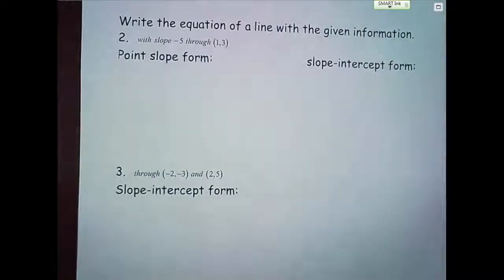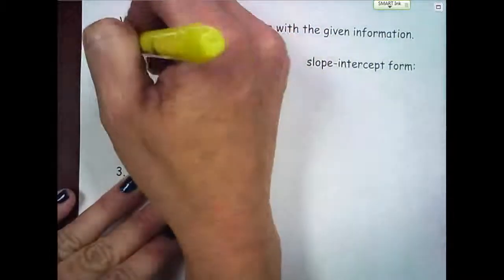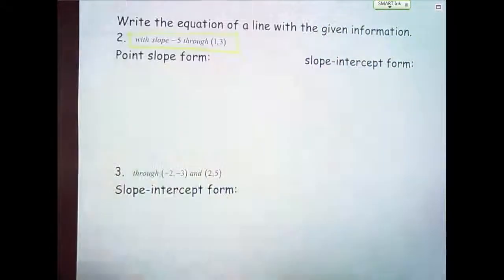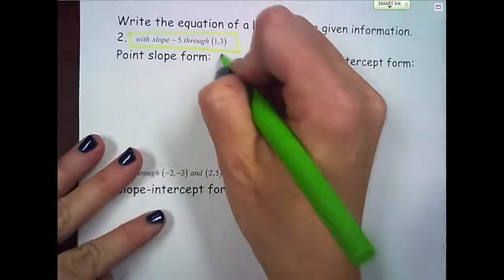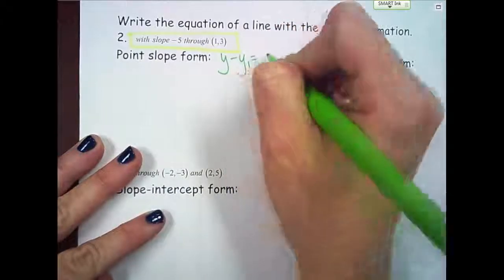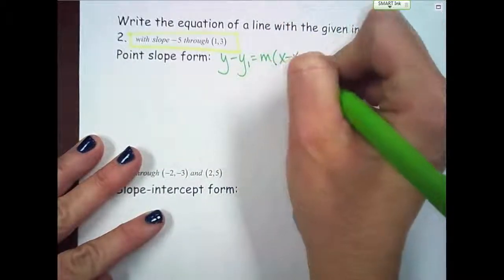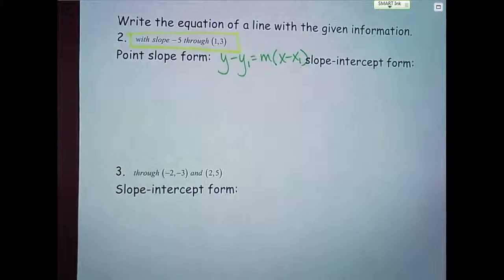Write the equation of the line with the given information. They're going to give me a slope and a point. I don't know if you remember the formula, but it was y minus y1 equals m times x minus x1. You may not have used that very much, so I'm going to show you how.